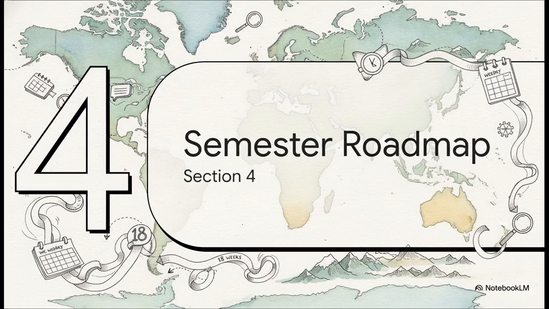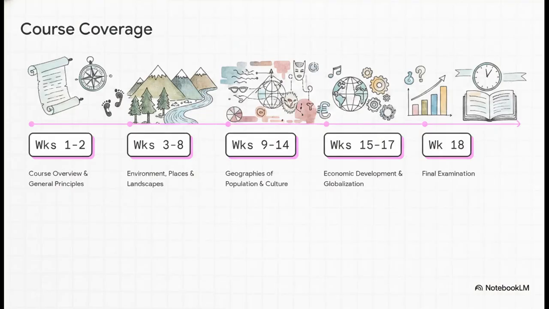All right, let's jump into Section 4, Mapping Out the Semester. Let's talk about your schedule. This 18-week itinerary is super manageable, I promise. Weeks 1 and 2 are all about laying the foundation, general principles, and basic concepts. Then, weeks 3 through 8, we dive into the physical world, human actions, environmental impacts, and unique landscapes. After that, weeks 9 through 14 shift focus to the human element. We're talking population dynamics, migration, mapping identities, the cultural geography stuff. Finally, weeks 15 to 17 pull it all together with economic development and globalization, which leads us right into week 18, your final examination.